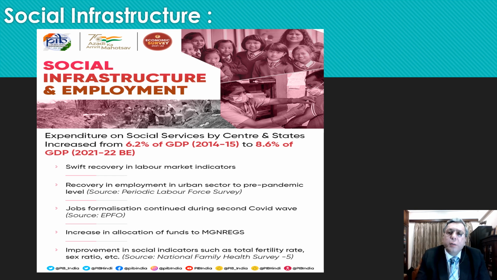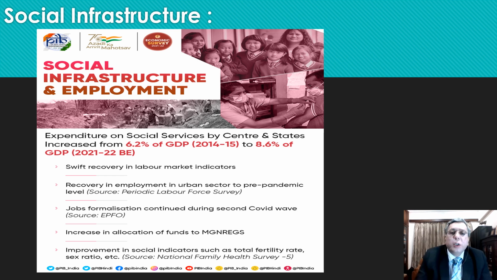Recently, the CMIE numbers also showed that unemployment has fallen to about 6% now. Jobs formalization continued with a lot of the workers now covered under government welfare schemes, as well as the Provident Fund organization, which holds the retirement funds of formal sector workers, as well as creates scope for their defined contribution pensions in their retirement.